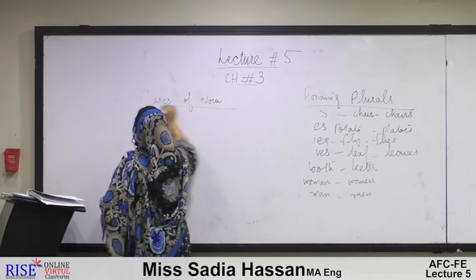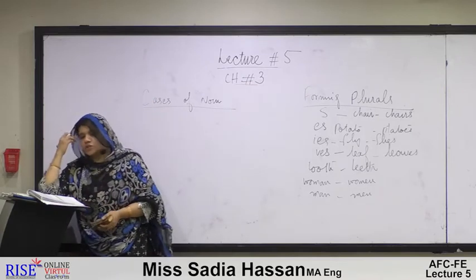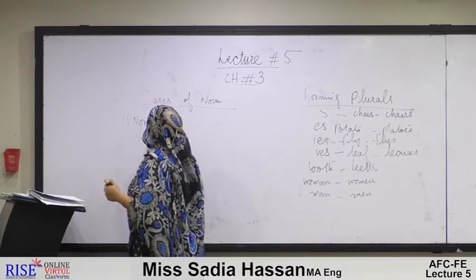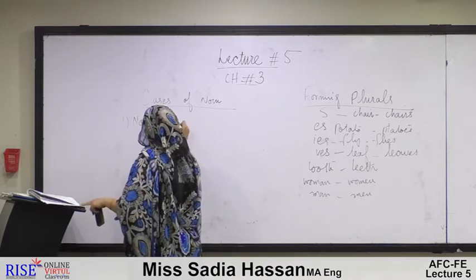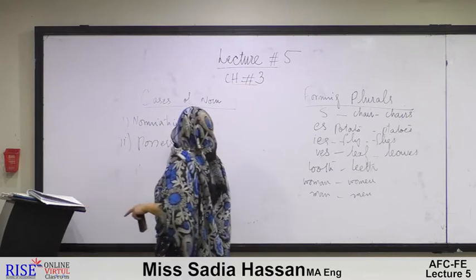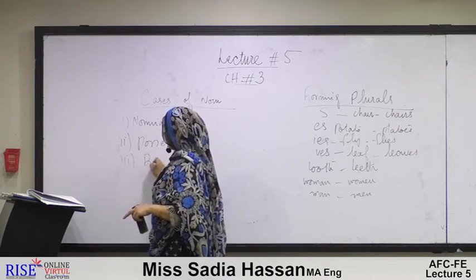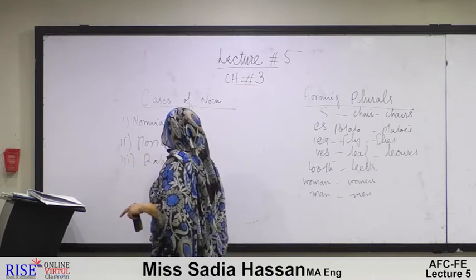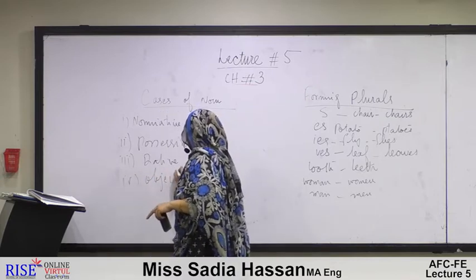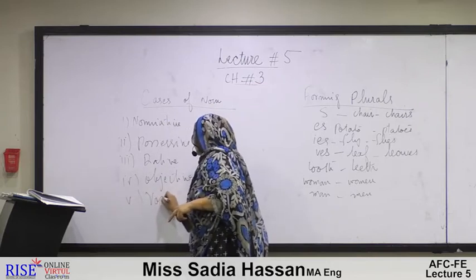There are actually 5 different cases or 5 different contexts in which a noun is used. Number 1 is called nominative. Number 2 is called possessive. Number 3 is called dative. Number 4 is called objective. And number 5 is called vocative.